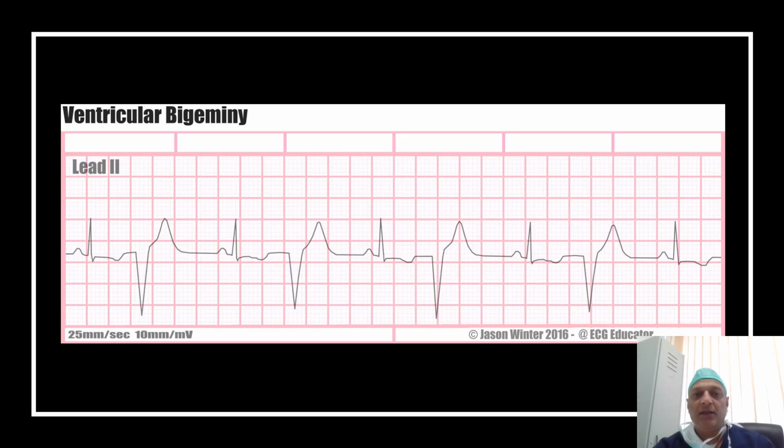Now look at the ECG of a patient with ventricular bigeminy. Here you can see this complex is normal while this is an extra beat. Again this complex is normal and this is an extra beat. It is possible, though not necessary, that this will generate a pulse, while it may not generate a pulse, and it will create pulse deficit. Here you can see this is positive deflection while it is negative deflection.